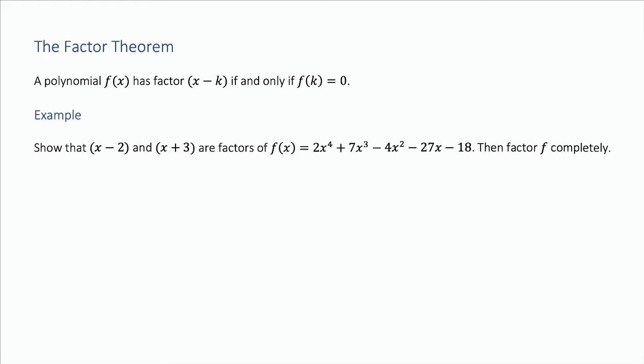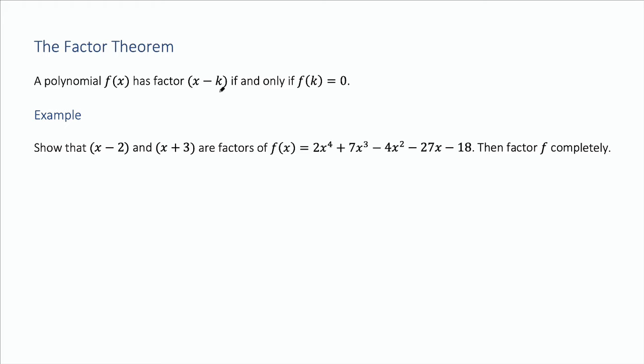The factor theorem is a theorem that connects a function value to its factors, which actually takes us back as well to the remainder theorem, which is, of course, the remainder when dividing by a factor. So the factor theorem says that a polynomial will have a factor of x minus k if and only if f of k is equal to 0.